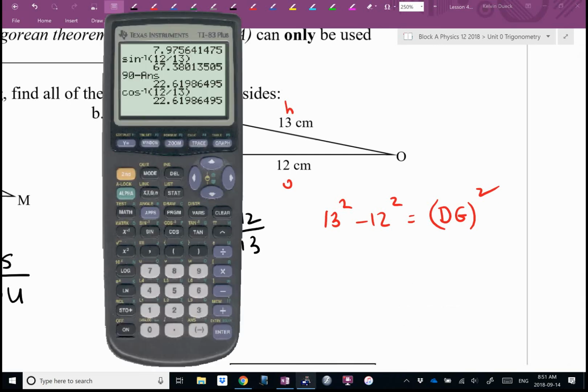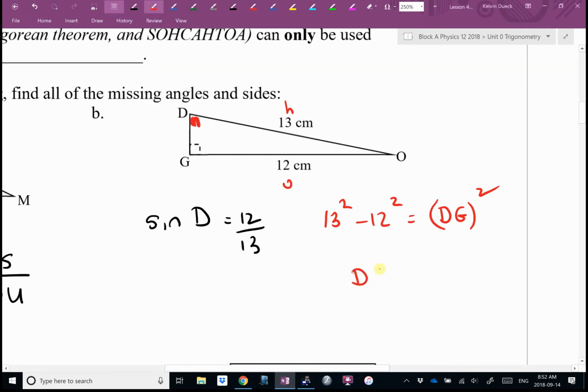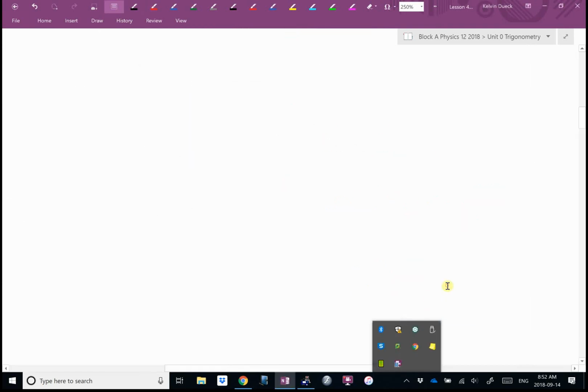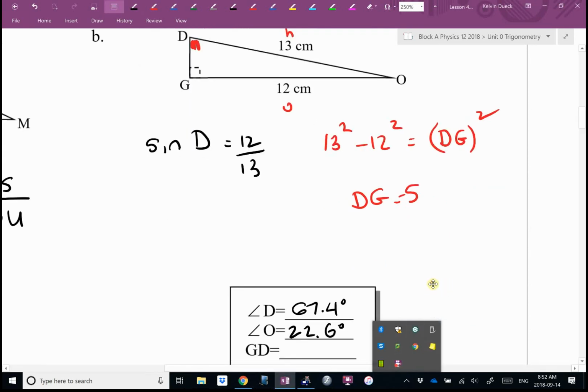So 13 squared minus 12 squared equals DG squared. Oh, square root. I can do that in my head. So DG equals 5, or GD equals 5, and units centimeters.